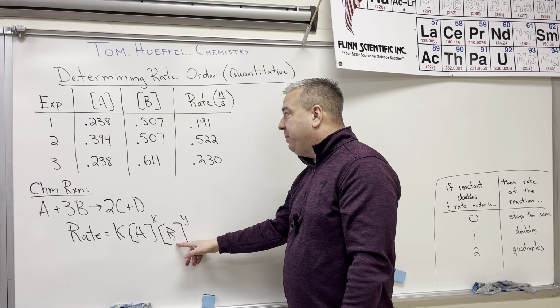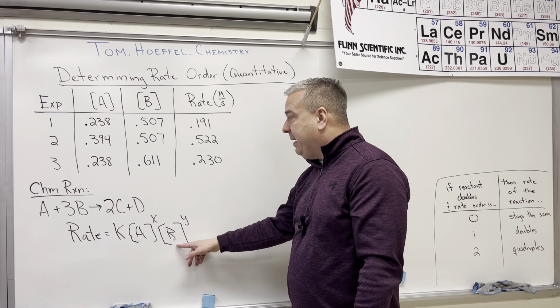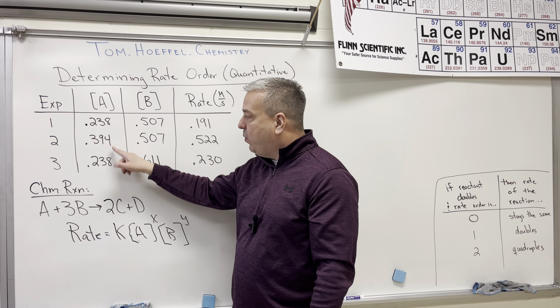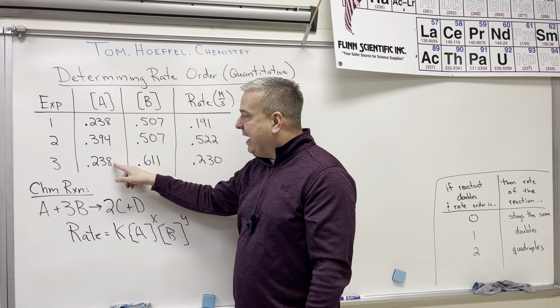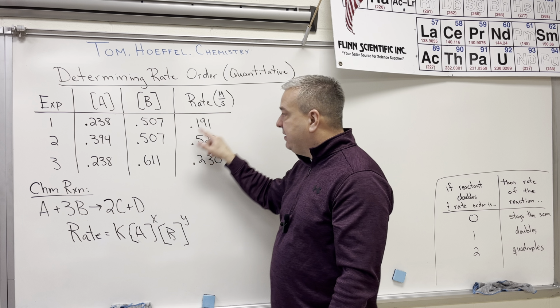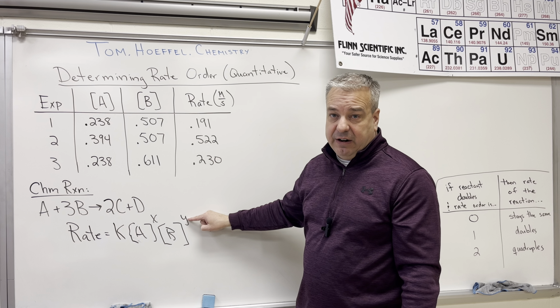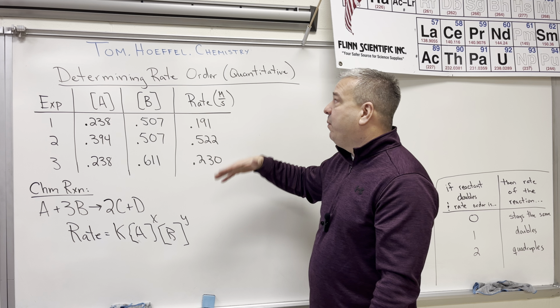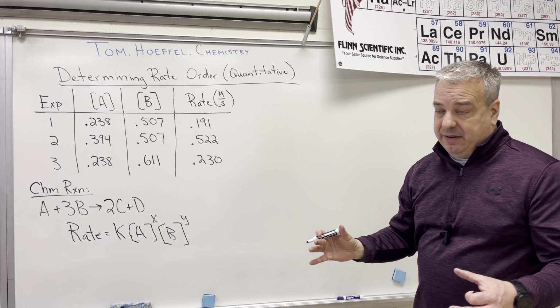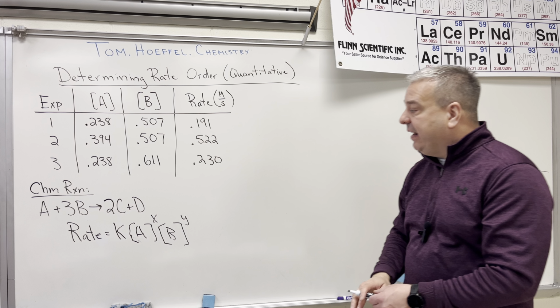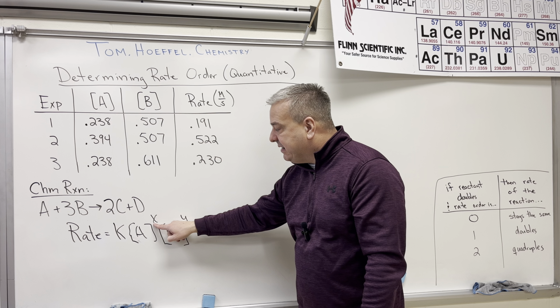And the same thing for B. We want to fluctuate B but keep A constant. In experiments 1 and 3, A stays constant but B fluctuates, so the reaction rate fluctuates as well, and that's how we're going to eventually figure out what Y is equal to. We're going to do all of that quantitatively. So let's get started and see if we can figure out what X is equal to.